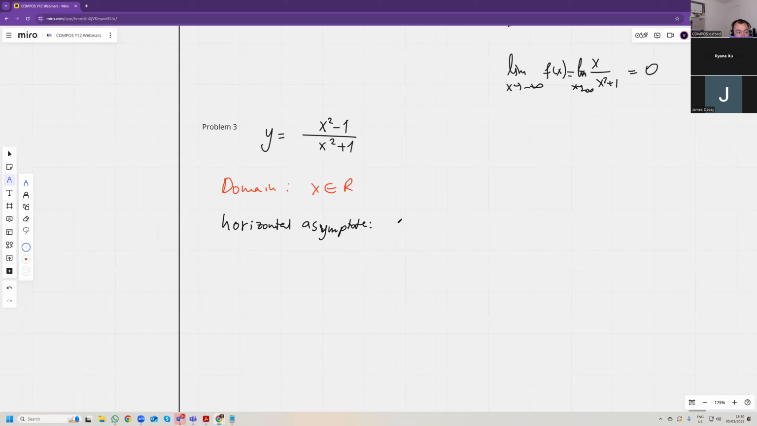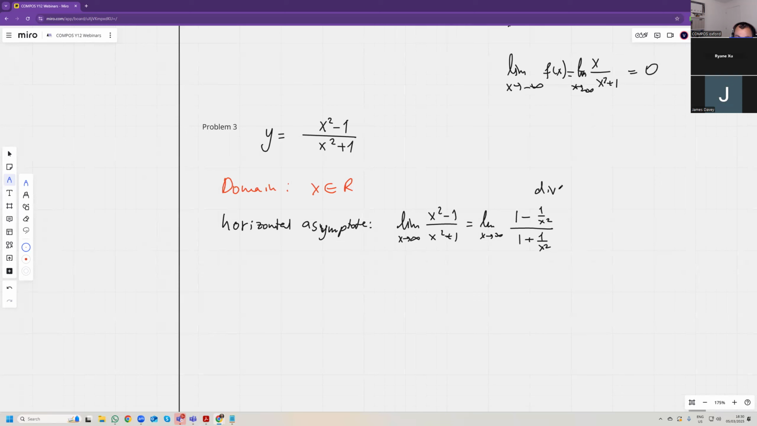The horizontal asymptote is the limit of x squared minus 1 over x squared plus 1 as x tends to infinity. And what I'm doing is dividing top and bottom by x squared. That's a standard procedure. So you do 1 minus 1 over x squared, over 1 plus 1 over x squared.